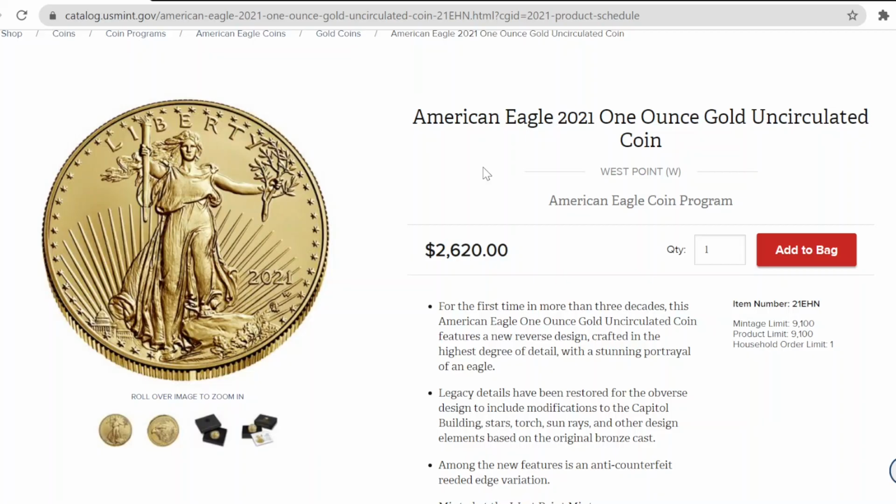It is October 7th around 10 p.m. It is the release day of the American Eagle 2021 1-ounce gold uncirculated coin. It went on sale today at noon for $2,620. I did not attempt to buy this coin today because the premium just edged up a little bit higher than I was willing to pay. So, this coin right here is what I describe as an error coin.